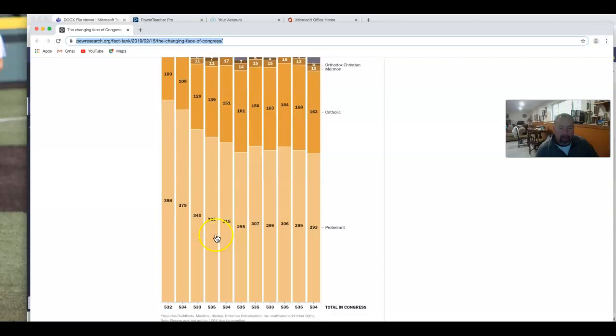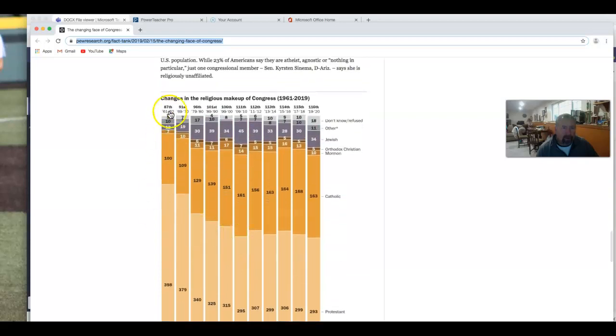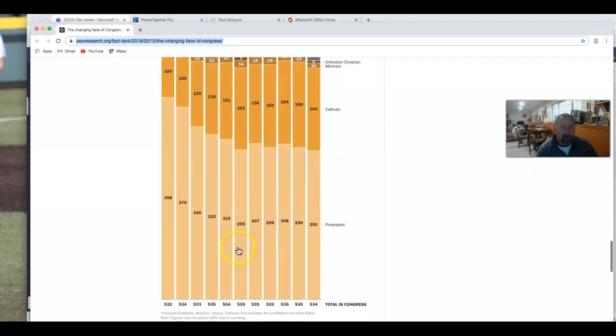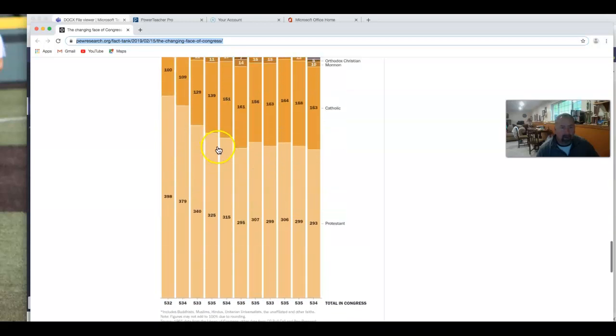Okay, this is 1960, 70, and all the way through the 20s. As you can see here, Catholics are well represented in Congress. Protestants, a shrinking number, as you can see here.